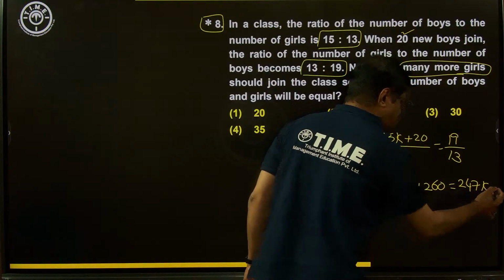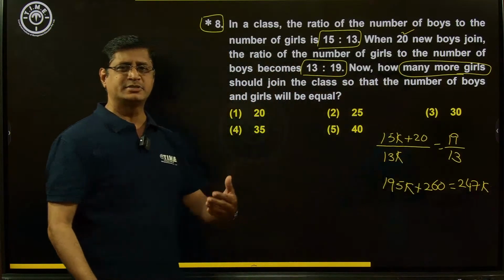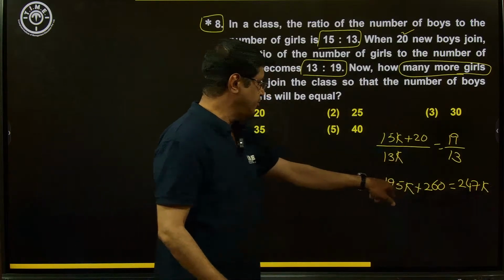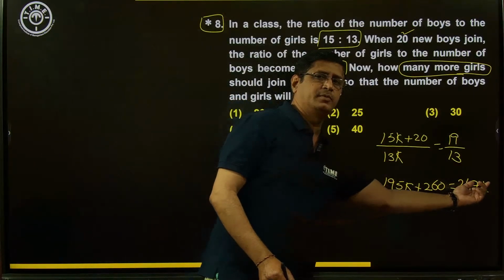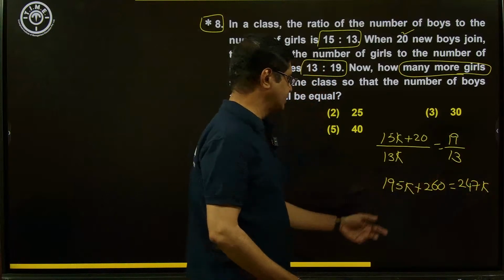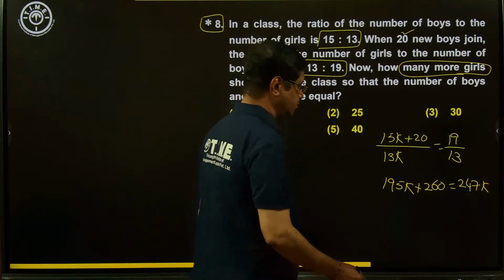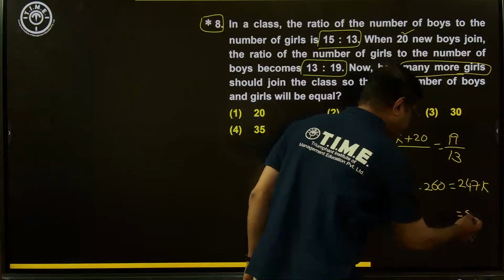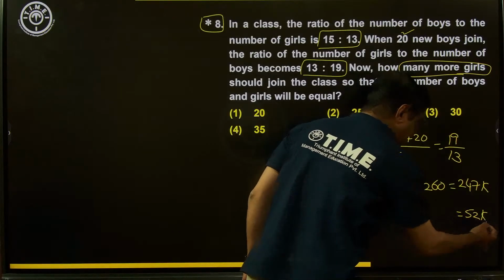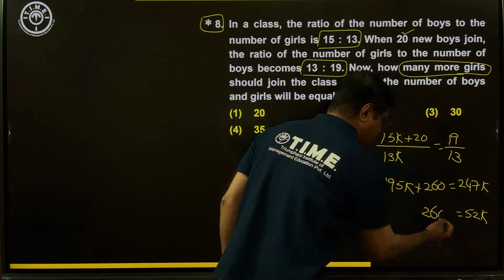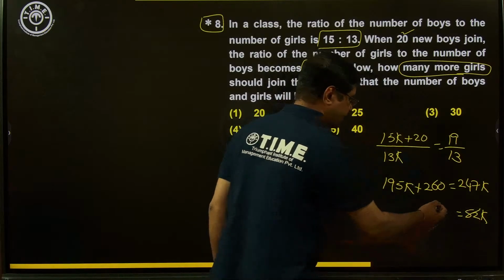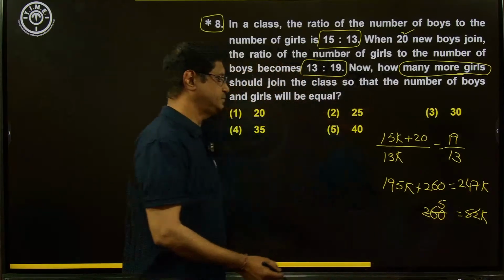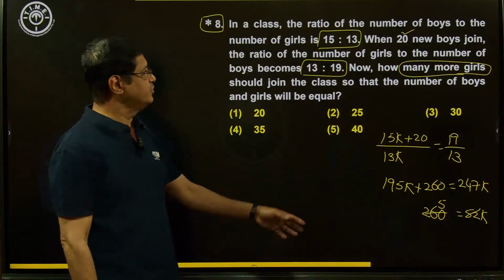K. By taking variables on one side, numbers on the other side, 247 minus 195. Here 5 less than 200, 47 more than 200. 47 plus 5, that is 52K is equal to 260. 52, it was how many times? Exactly here 5 times. So what is the value of K? K is equal to 5.